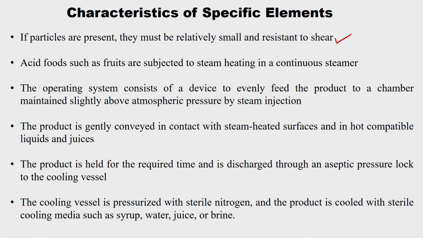And there are two separate systems used, one for acid foods and another for low acid foods. Acid foods such as fruits are subjected to steam heating in a continuous steamer. The operating system consists of a device to evenly feed the product. It is a feeding system to a chamber maintained slightly above atmospheric pressure by steam injection.